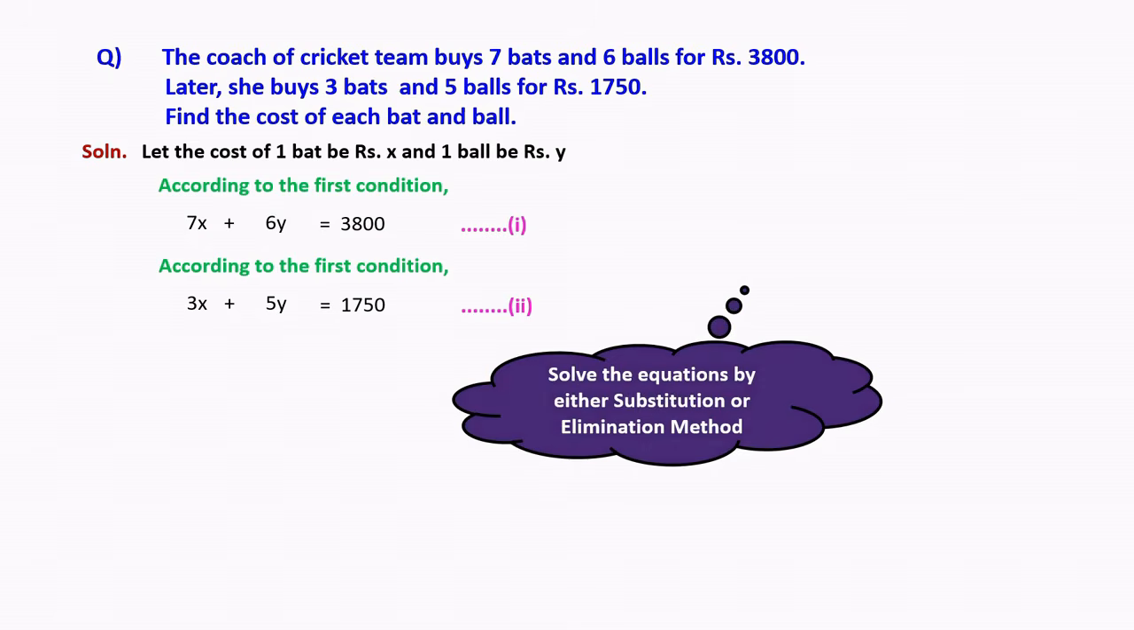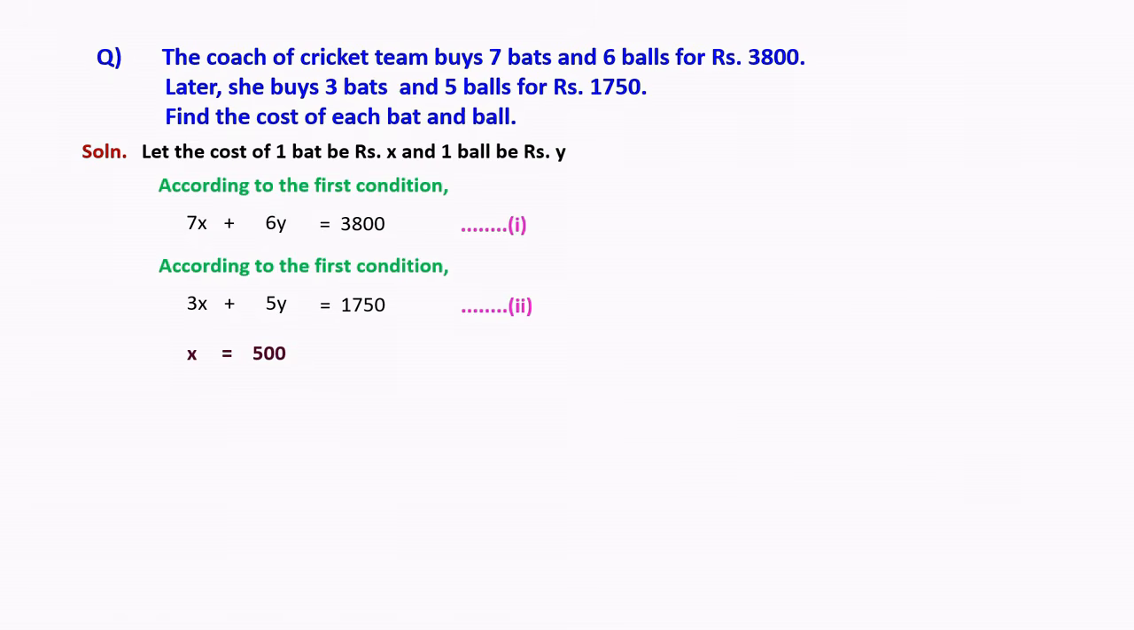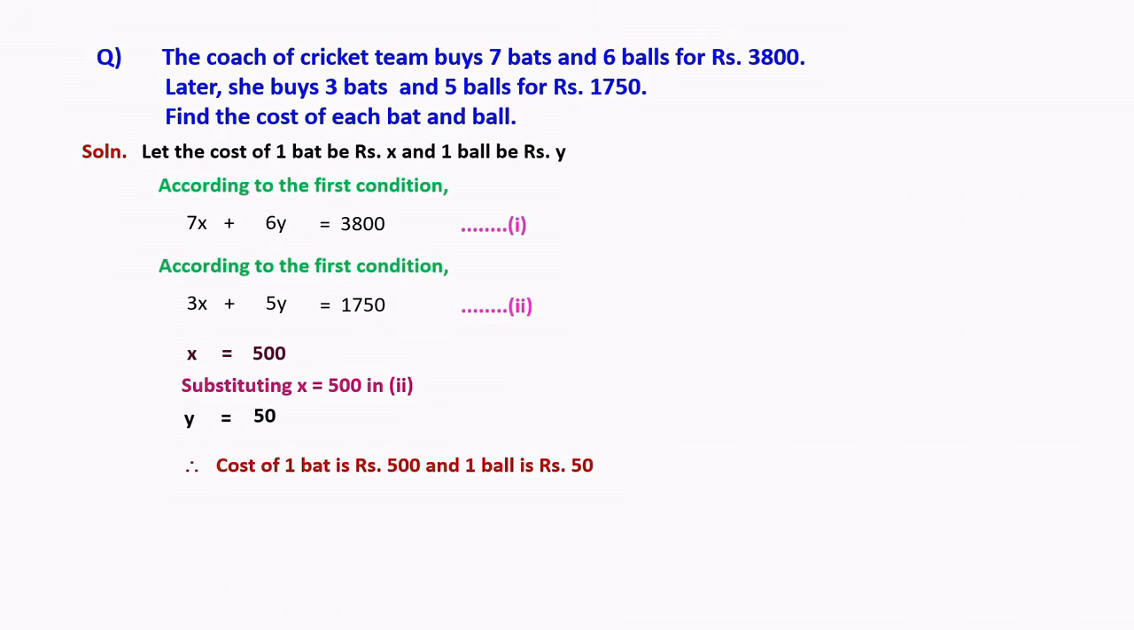Now, we solve these equations using substitution or elimination method. On solving, we get X equals 500. Substituting this value in equation 2, we get Y equals 50. Therefore, the cost of one bat is Rs 500, and the cost of one ball is Rs 50.